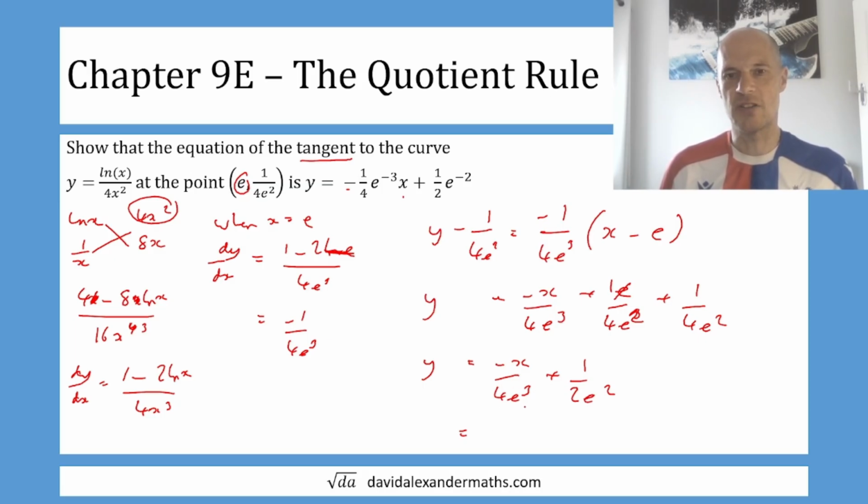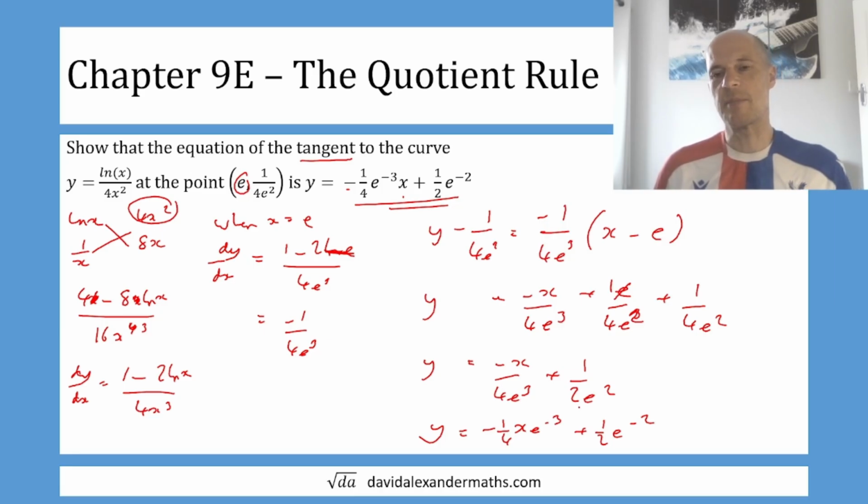Actually, it's probably easier if I just take the denominator of e to the 3 and make that e to the minus 3. So that's minus x e to the minus 3 over 4, which is minus 1/4 times x e to the minus 3. And this is plus 1/2 e to the negative 2. And that is what we're aiming for. So some fiddly bits at the end there by moving denominators upstairs and dealing with fractions and whatnot, but there we go. So y is minus 1/4 x e to the minus 3rd plus 1/2 e to the negative 2 as requested.